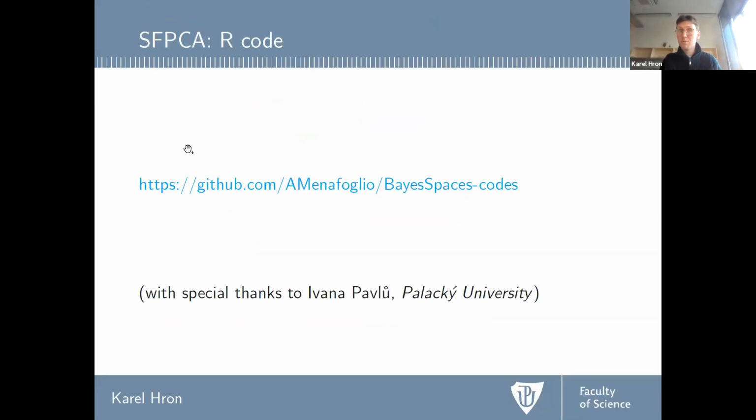You can also use the R code related to this story. So you will have also these slides available. Then you can simply click on this link, and you will get not just codes related to dimension reduction, but also to other methods which are developed in Bayes spaces and currently implemented in R.